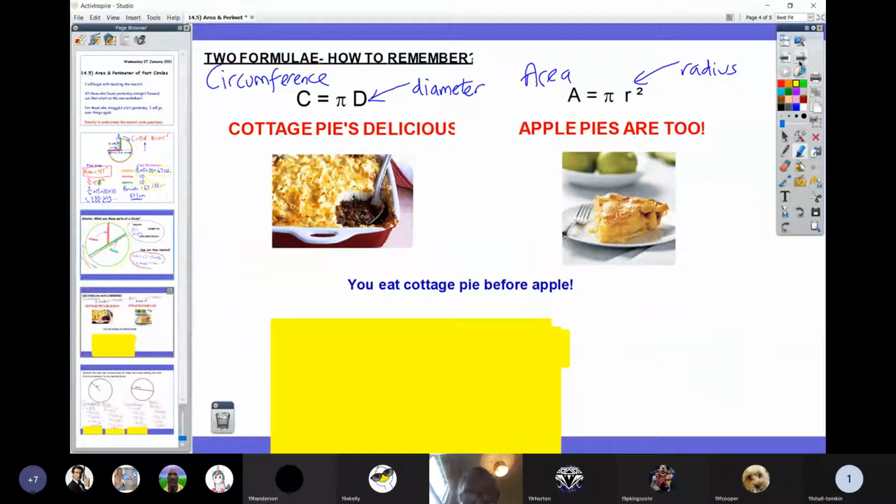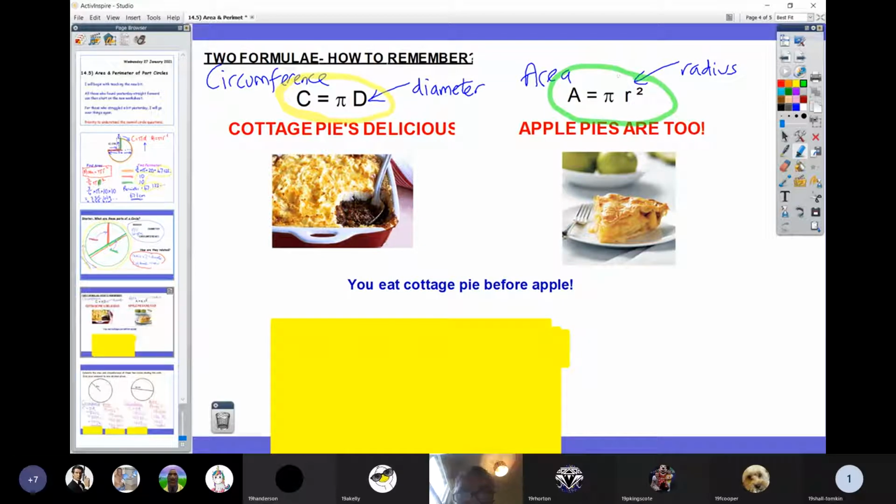So if you need to work out the circumference, you use that first formula, C equals pi times D. The circumference equals pi times the diameter. So you need to make sure you're using the diameter for that one. However, if the question asks you to work out the area, we use pi r squared. Okay, so pi r squared. So those are the two formulae that you have to learn.